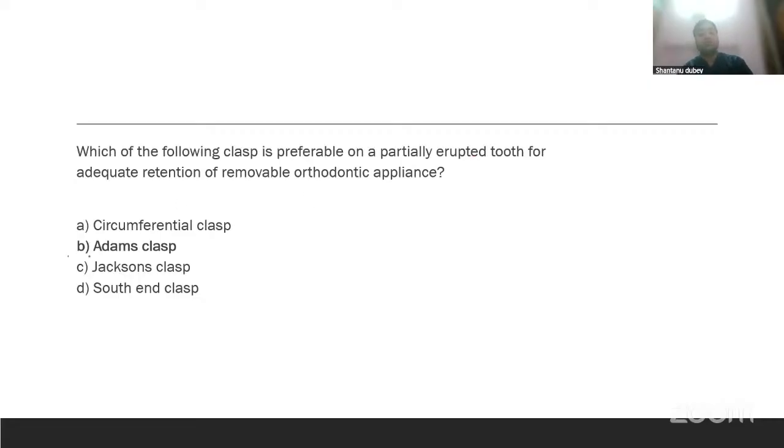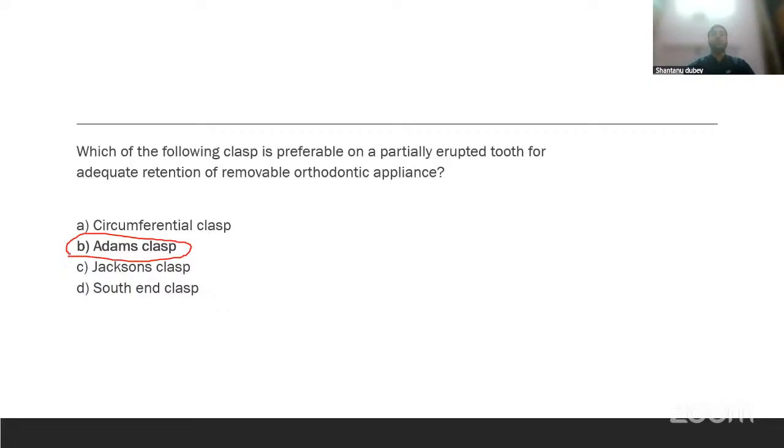Best is Adams clasp, and that is why it is used in many, many removable appliances, because mostly we are giving removable appliances to kids. Adams clasp works well. It is the best way to engage the buccal undercut, and hence it is very good for a partially erupted tooth also, because the arrowheads go inside and can engage the undercut.